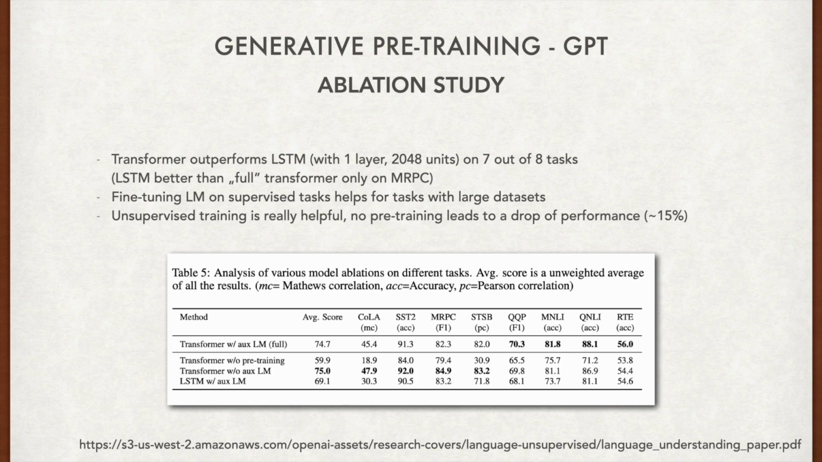In some cases, the difference is huge. For example, in the context of CoLA, in which we have to decide whether a given sentence is grammatical or not, the transformer scores about 15 percentage points higher than the best LSTM.